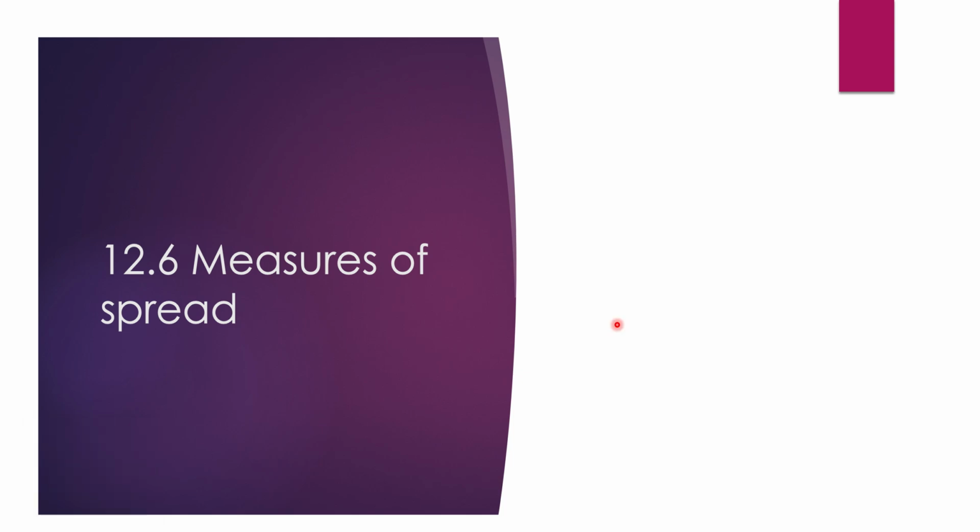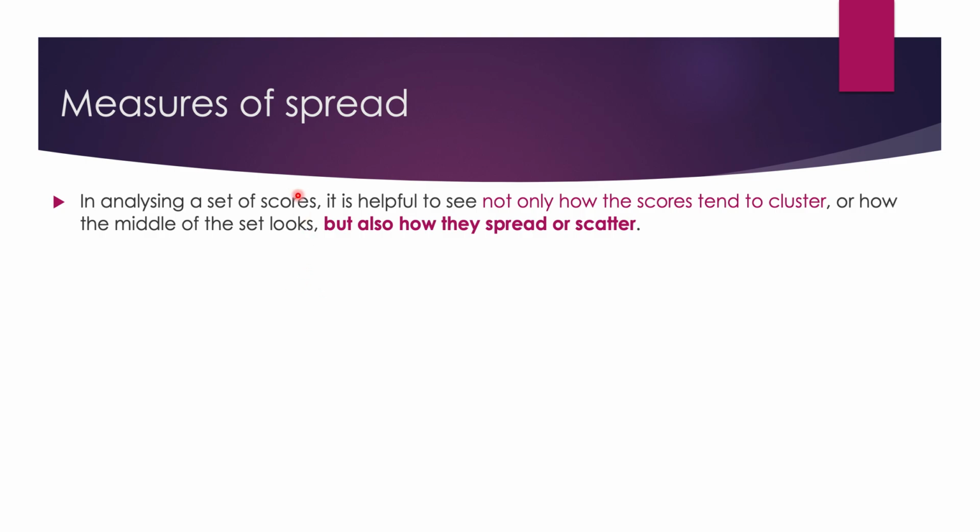Okay, girls, we're going to do chapter 12.6, measures of spread. In analyzing a set of scores, it is helpful to see not only how the scores tend to cluster, those are the measures of centre that we already covered, median, mean, and mode, or how the middle of the set looks, but also how they spread or scatter. So that's what we're going to be covering today, how the data spread or scatter also gives us information.